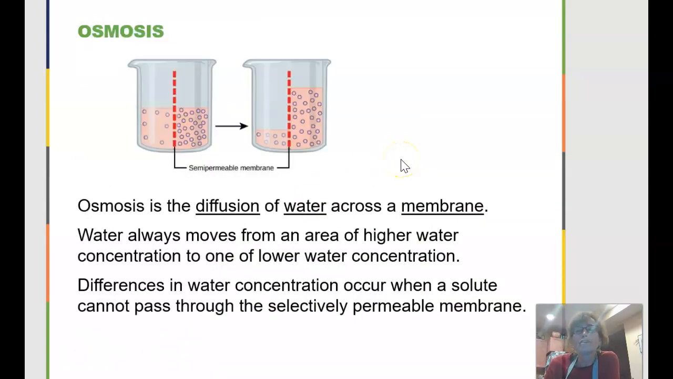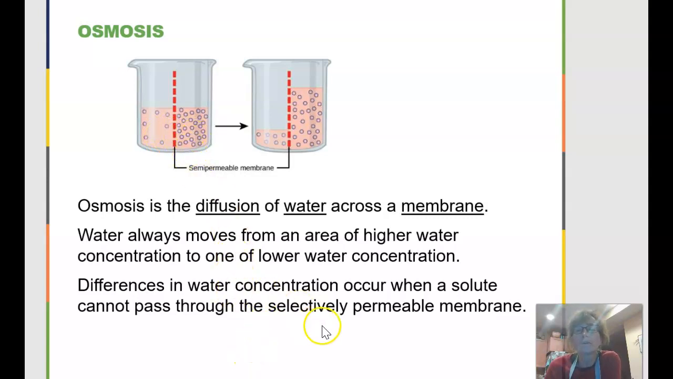When we use the term diffusion but we're talking specifically about water, the term used is osmosis. So osmosis is diffusion, but specifically diffusion of water across a membrane. Just like the particles, water is going to move from where it has a higher concentration of water to an area where there's a lower water concentration. The amount of solutes dissolved on one side or the other is going to affect the flow of water from one side to the other.